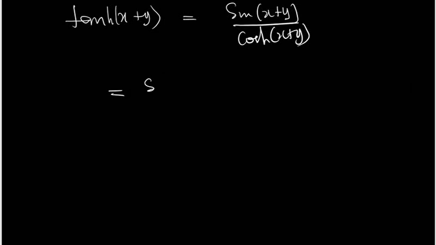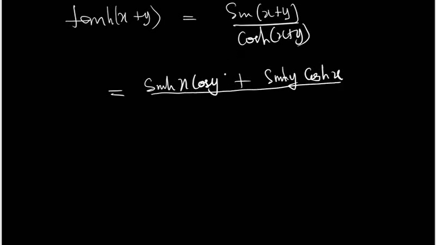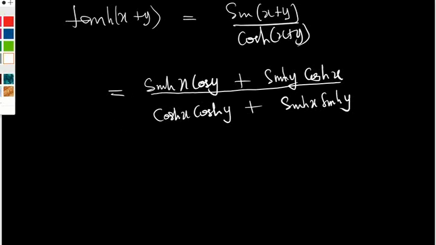This becomes sinh x cosh y plus sinh y cosh x. And we also know the identity for the denominator, which is cosh x cosh y plus sinh x sinh y. Let's divide through by cosh x cosh y. Divide each item by cosh x cosh y.